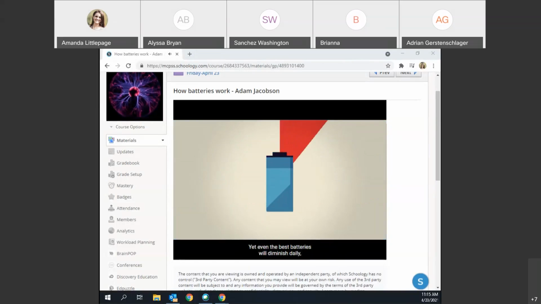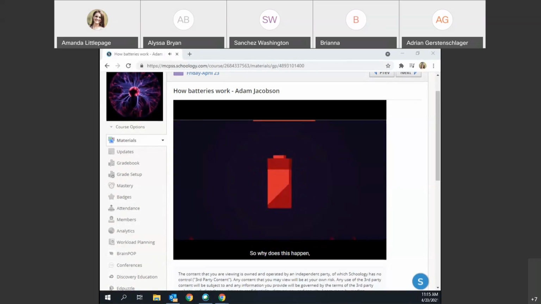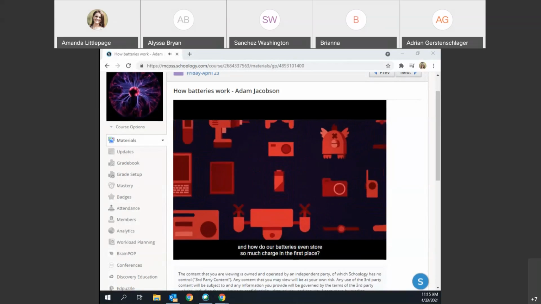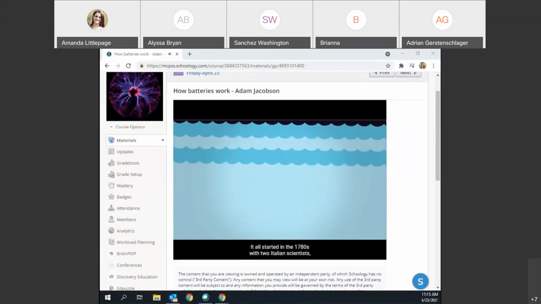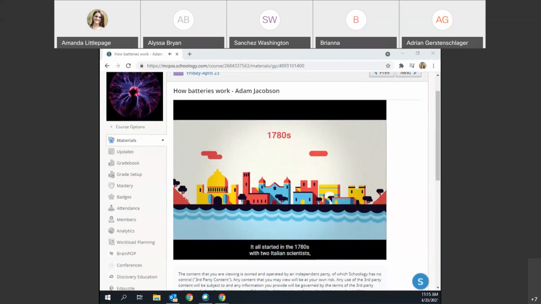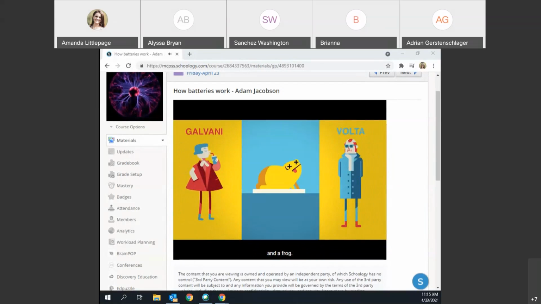Yet even the best batteries will diminish daily, slowly losing capacity until they finally die. So why does this happen? And how do our batteries even store so much charge in the first place? It all started in the 1780s with 2 Italian scientists, Luigi Galvani and Alessandro Volta, and a frog.